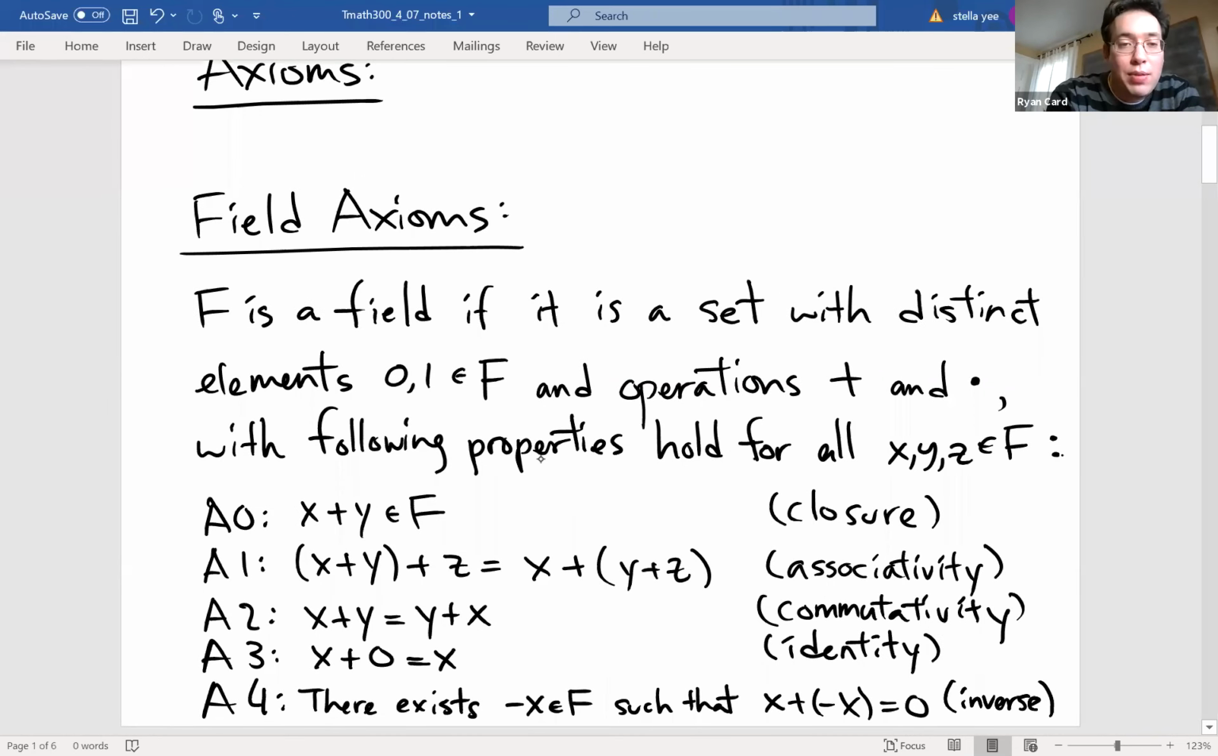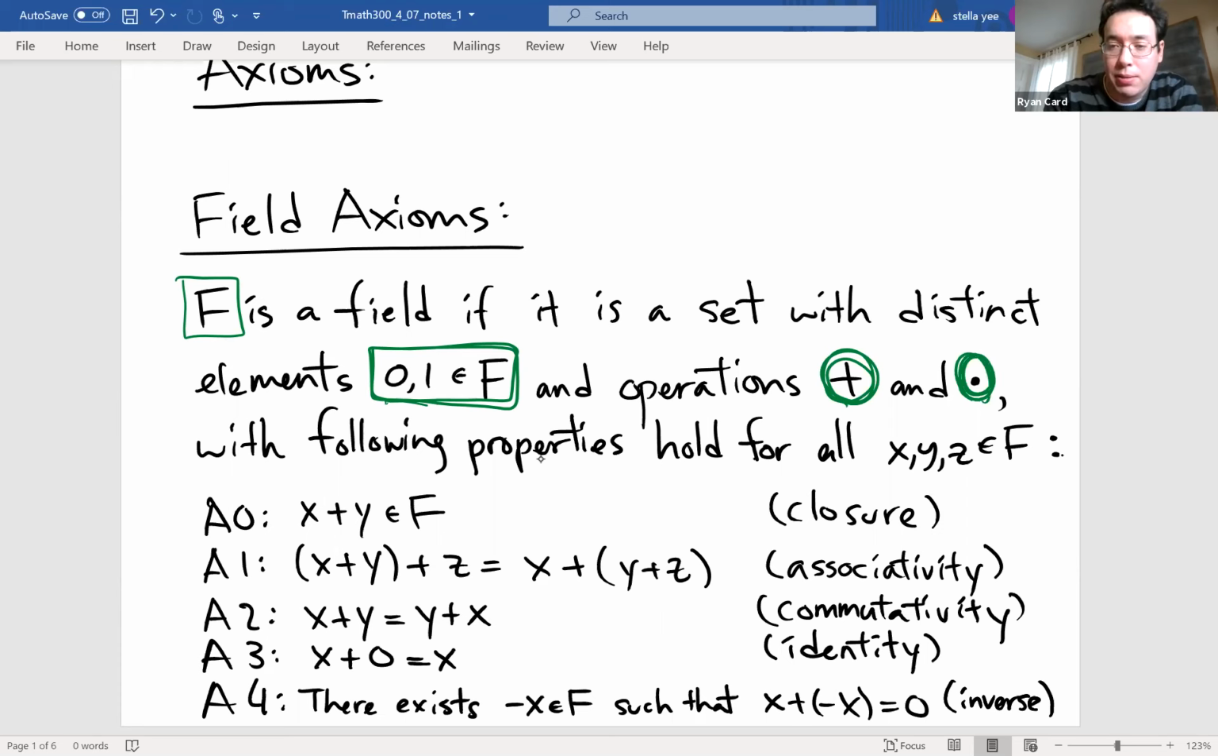So you have a set of elements. Let's call that F. So this is true for any field, but you could think of real numbers for now. If you want to call something a field, you should have elements called either 0 or 1. And you should have two different types of operations, plus and multiplication. Okay, and the following property has to hold for any elements of the field whatsoever.